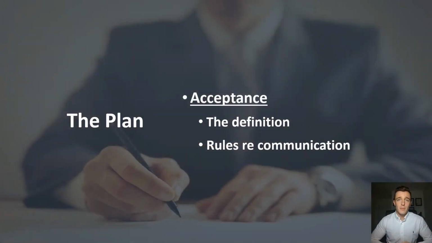In terms of our plan then, we're going to start by looking at the definition. We're going to look at the definition in such a way that we break it down into three different parts, and then the remainder of this video will focus on those three parts. What we will really focus on towards the end is the rules which govern communication of an offer. We're going to look at the general rule that an acceptance must be communicated to be valid, which comes from the case of Entores, and we'll look at the Lord Denning decision in that, and then we'll look at the exceptions to that general rule.